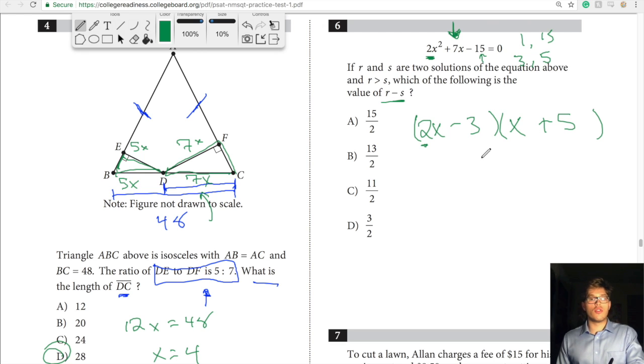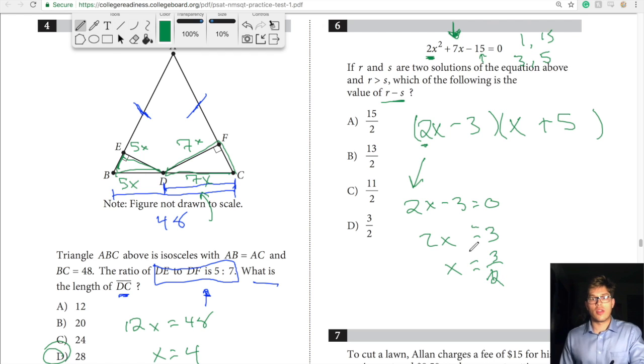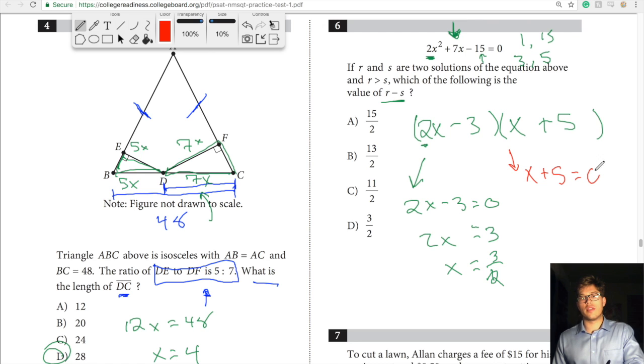And to find the solution, we can just set each factor equal to 0. So for the first one, we have 2x minus 3 equals 0, and so we have 2x equals 3, and so x equals 3/2. And then what do we have over here? Let me change color so we don't get too confused, too much green. We have x plus 5 equals 0, so x equals minus 5.